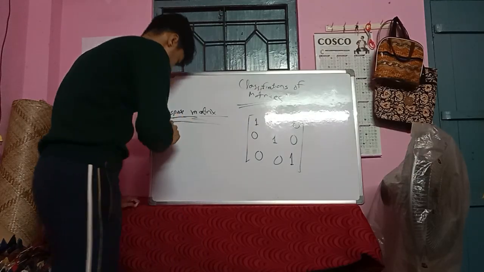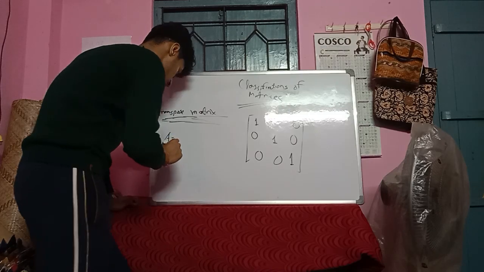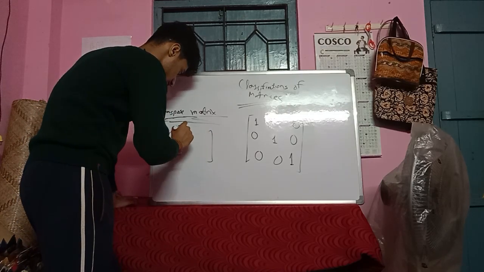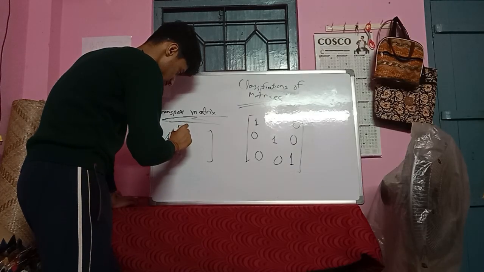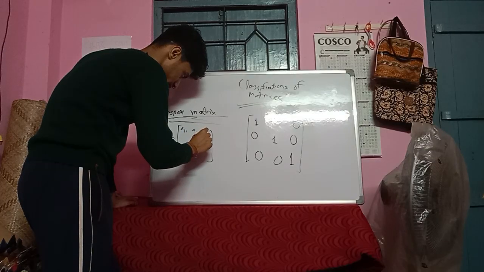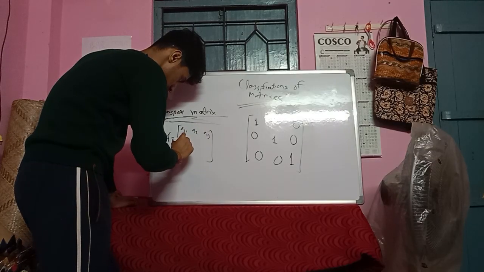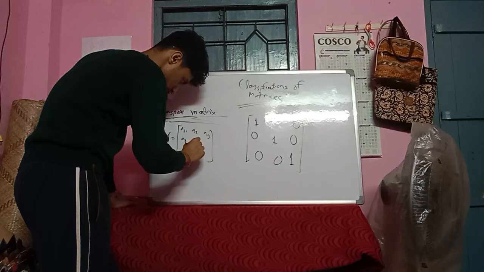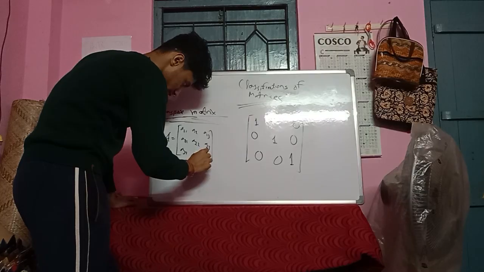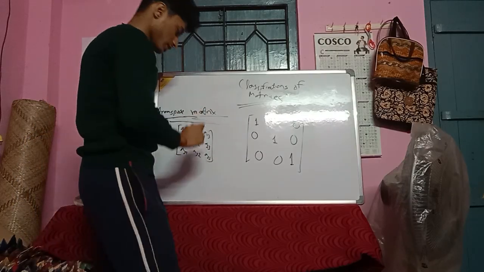Let's say we have a matrix here called A, in which elements are A11, A12, A13, A21, A22, A23, A31, A32, A33. Okay, this is 3 by 3.